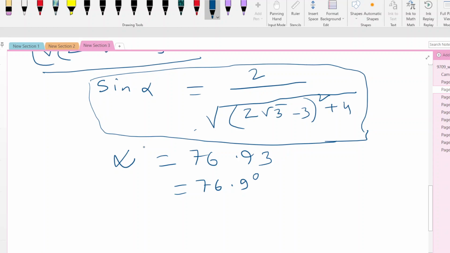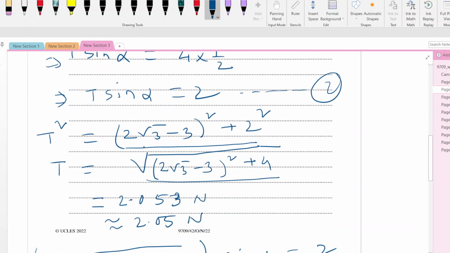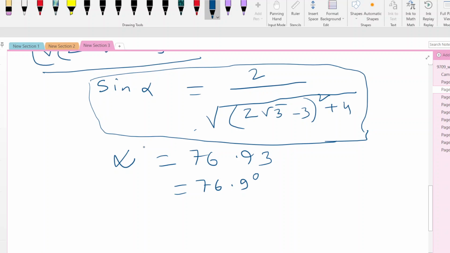If you use a rounded value as T here, this will give a significant fluctuation in the value of alpha, and you may lose marks. The term they use in this case is error carried forward.